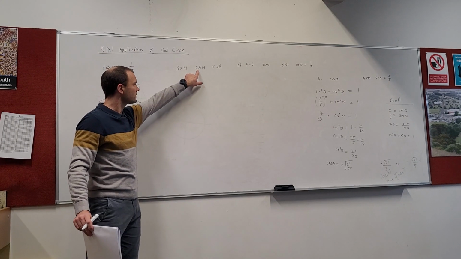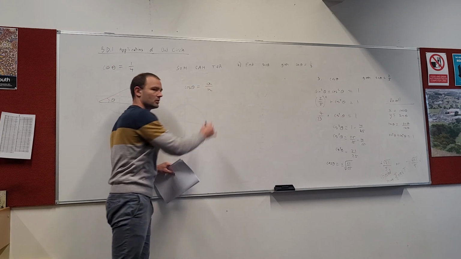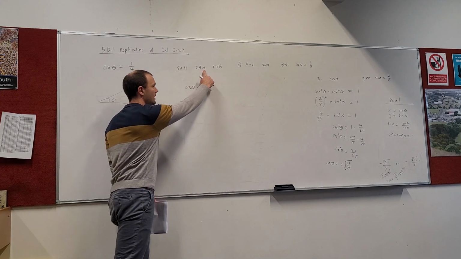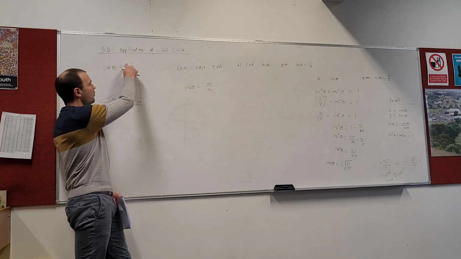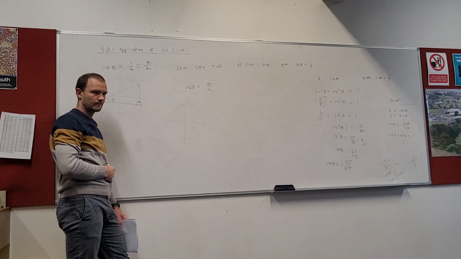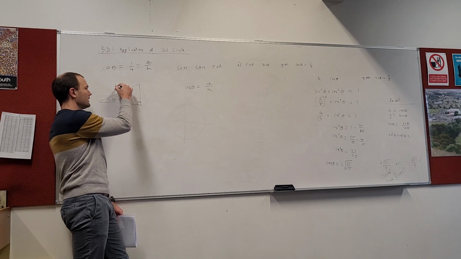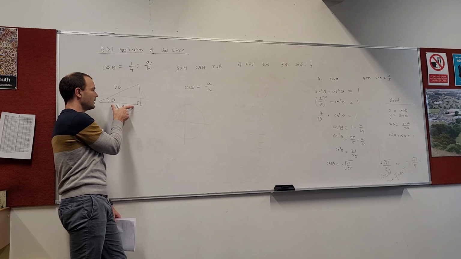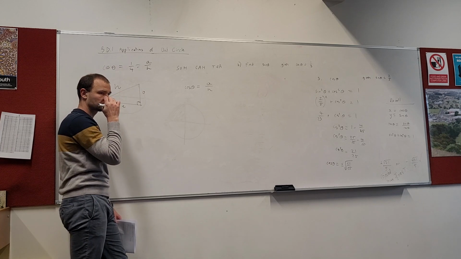And remember, cos theta is equal to A on H. We get that from the trig ratios here. Sine theta is O on H, cos theta is A on H, tan theta is O on A. Cos theta is A on H, which means my 1 on 4 corresponds with A on H. So if I label this triangle, here's my hypotenuse, here's my adjacent side, connecting the angle theta, and here is my opposite side, opposite the angle.